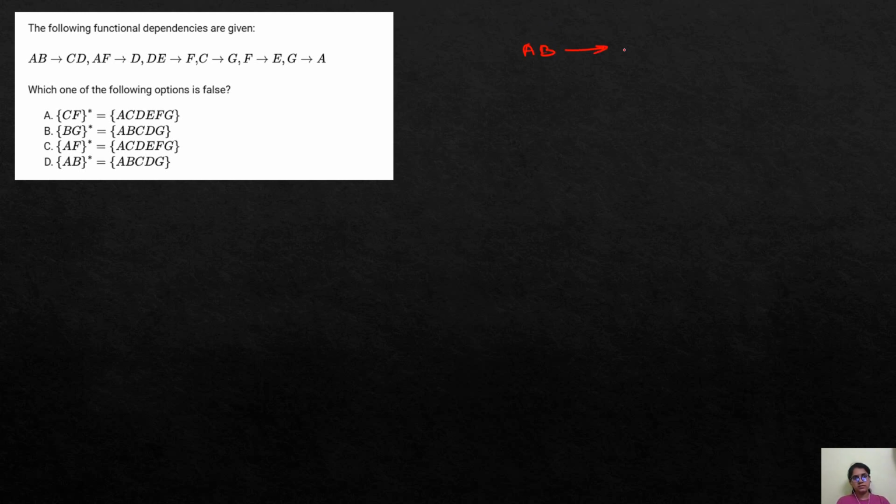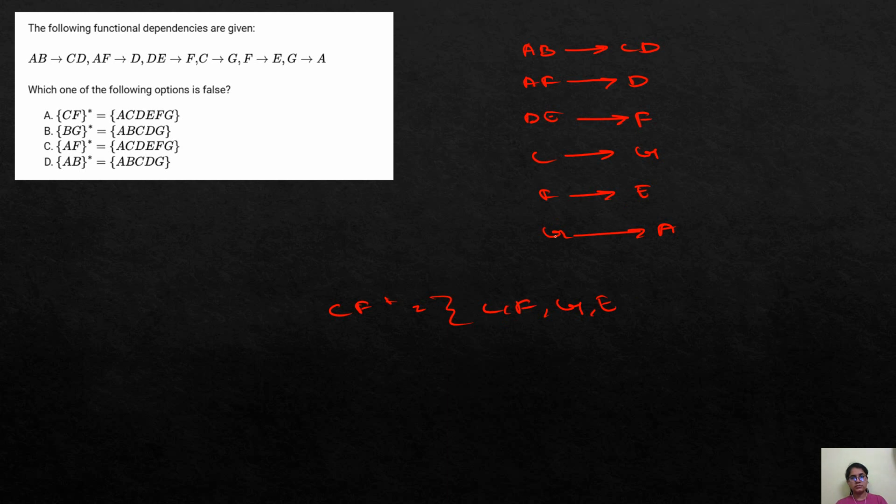AB determines CD, AF determines D, DE determines F, C determines G, F determines E, G determines A. So let's take the attribute closure of CF. Definitely C and F will be present, and from C we can derive G. So G is also there. From F we can derive E. From G we can derive A. So A is also there.